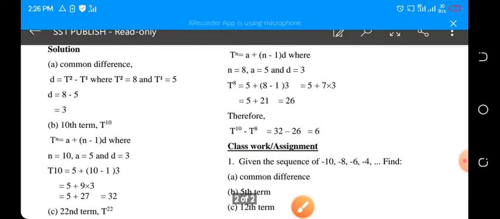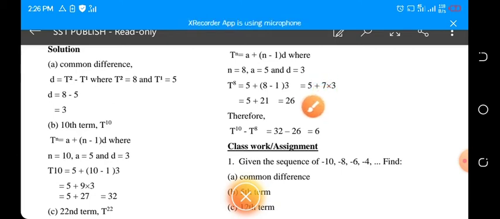And we cannot stop here because they didn't ask us to just find the 8th term. They said the difference between them. Therefore, we have T10 minus T8, which is 32 minus 26, and that gives us 6. That is the difference between the 10th and 8th term, which is 6. That's our final answer. Is that taken? All right. I want to believe that it is clear.